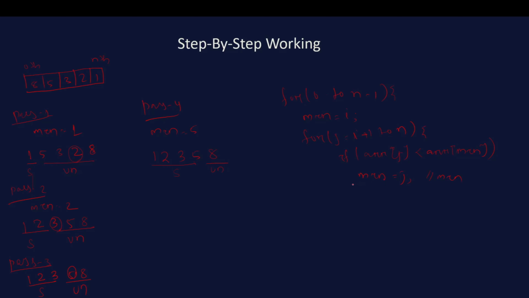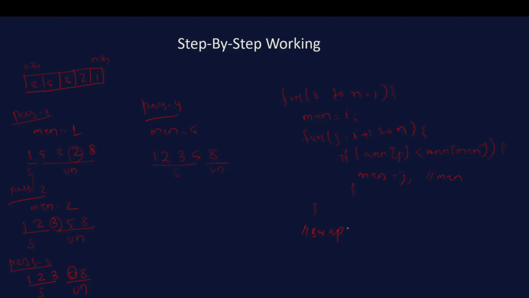Okay, after finding the min element, what will we do? This is the loop ending. Okay, so we found the min element. Then after finding it, what will we do? We'll swap it. So after swapping, here we'll place the swap logic. So this minimum element will be swapped with the first unsorted element.